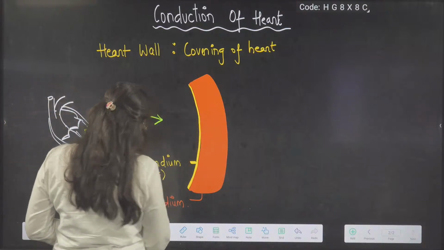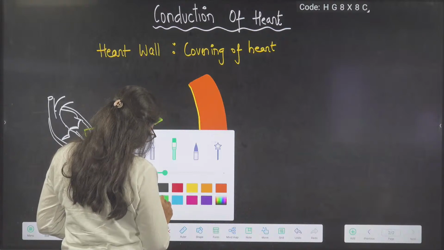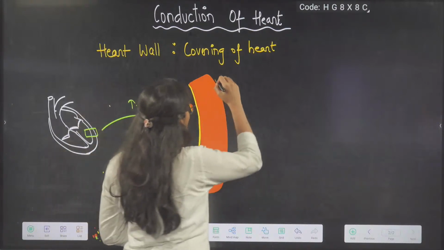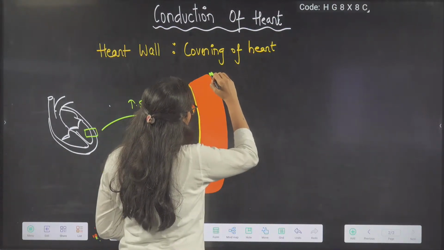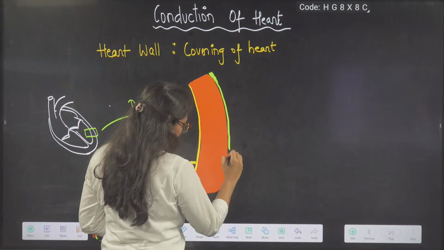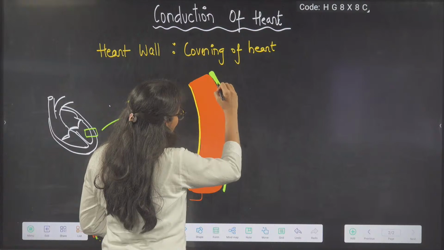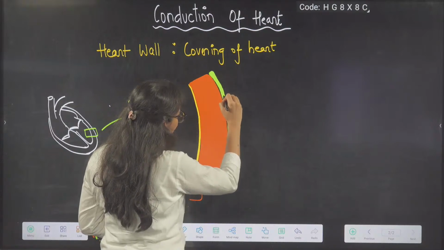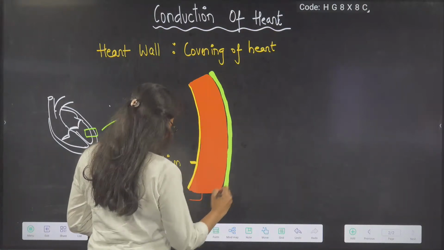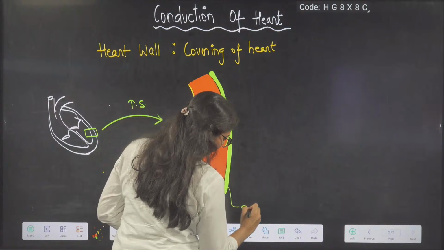Then what after this myocardium? After this myocardium, there is another layer that I am drawing in green color. So this particular layer is present here. It's this one. So can anyone guess what would be the name of this layer? This one is epicardium.